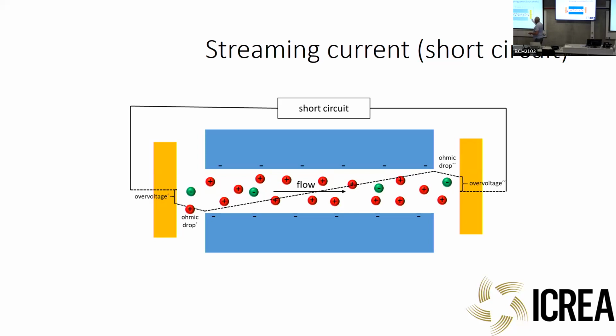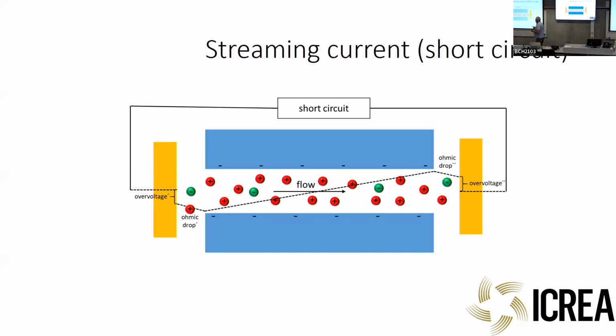Now imagine what happens if you apply pressure difference and the liquid starts moving. Inside this capillary you will have convective current. You will have a movement of charged liquid. Remember that the negative charges don't move. The positive charges are entrained by the flow. So you have convective current.